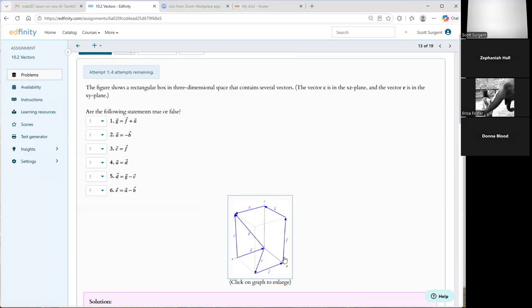Well, let's see. I put my F over here, but I can move F over here. So I can rigidly move F so that its foot is at the origin. And so if I have a vector that starts at the origin, goes up to this point up here, that's F. And then A picks up and goes out here. So yes, G is the sum of F and A.